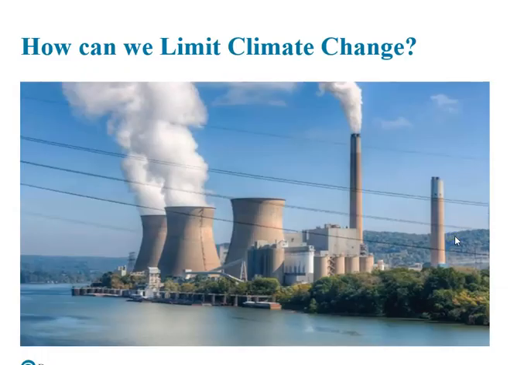So the central question, or the theme surrounding this lecture, is how can we limit climate change? We all know that climate change is a byproduct of production. It's a negative byproduct, or you can call it a negative externality of production. So how can we limit it?